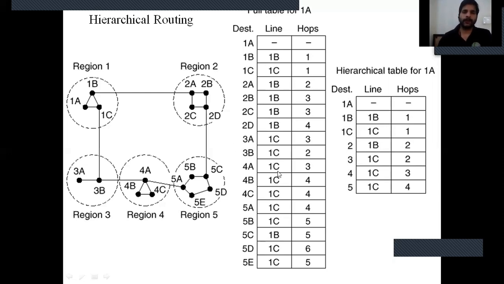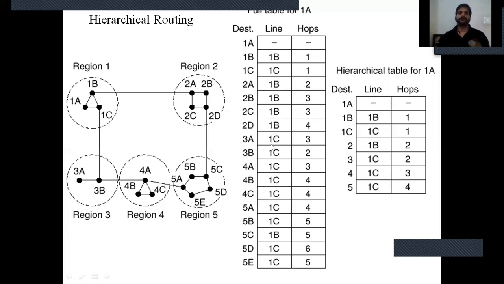Now in region 2, we check 2A, 2B, 2C, 2D. Among these we select the minimum, hop equal to 2 and line equal to 1B. So we write 1B, 2 here. For region 3, the minimum is 1C, 2, so we select 1C, 2. For region 4, with 4A, 4B, 4C, the minimum value is 1C, 3. For region 5, it is 1C, 4. So this is the new hierarchical routing table calculated with the help of hierarchical routing.